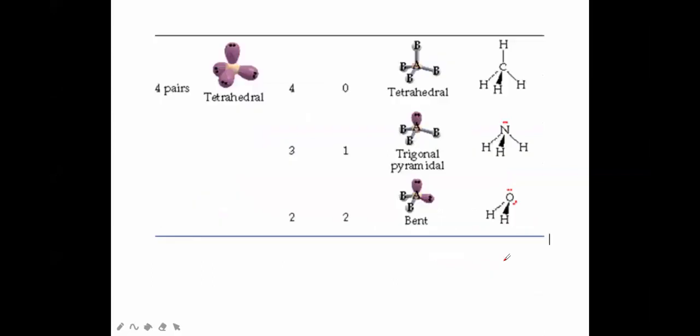Okay, we proceed. Now, if we have 4 pairs, let's start with the one where all the 4 are shared. They are not unshared. There are no lone pairs. So they'll have an equal distance away from each other. So these will be distributed in different planes. This diagram here is showing us these atoms in different planes. The hydrogen atoms are in different planes, bonded to this carbon.